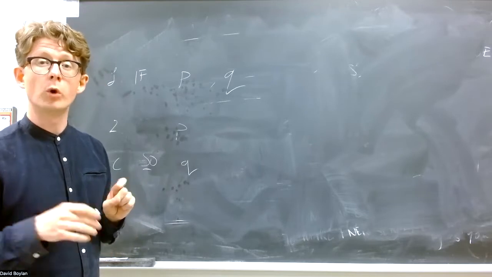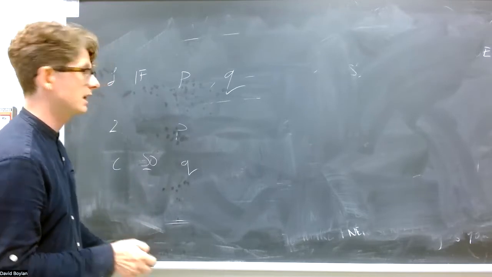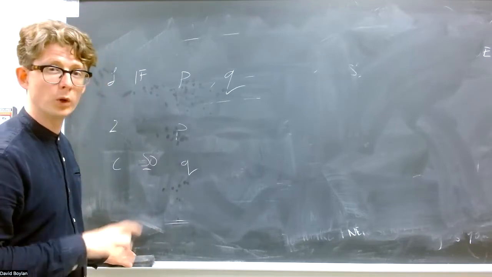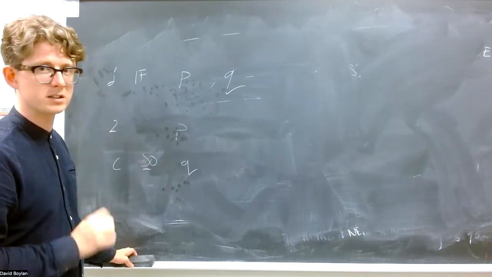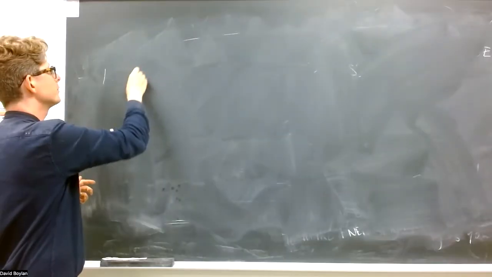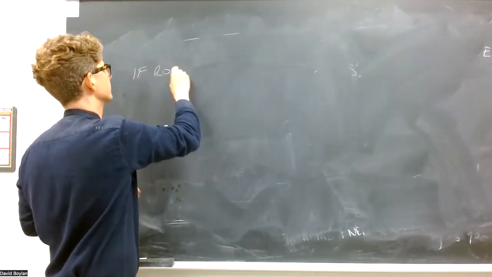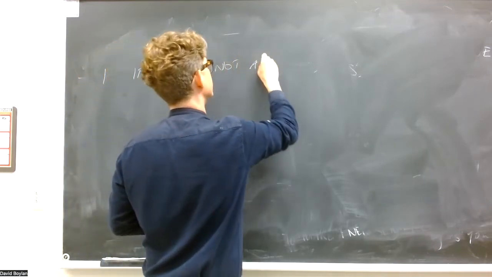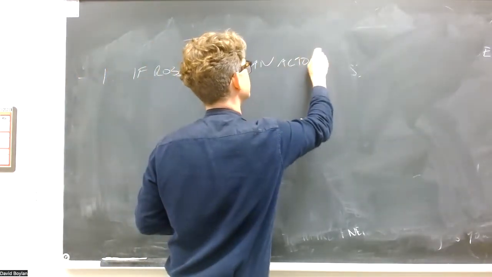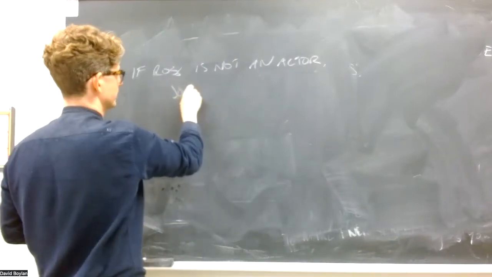I'm going to do one more example of finding the form of an argument. Even though it's very simple, I just want to do one slightly more complicated example, just to show you some places that you might slip up. Let's say if Ross is not an actor, Joey is.